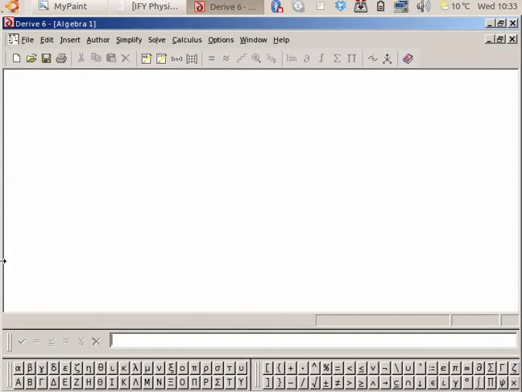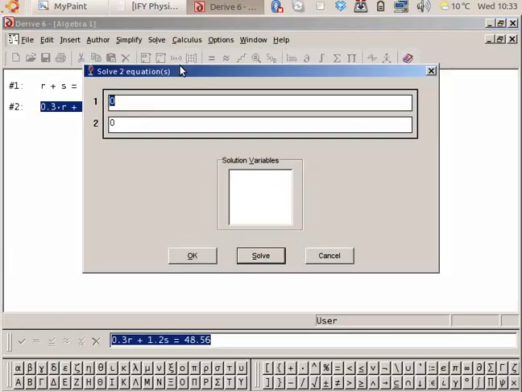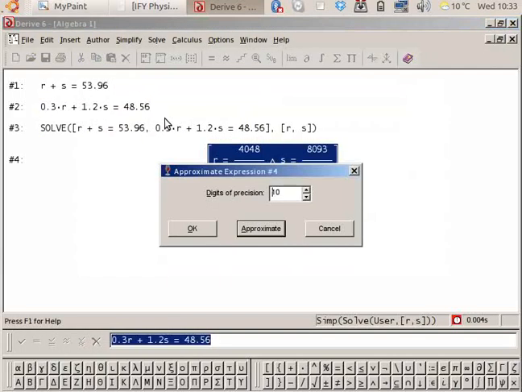So the first one, what is it? R plus S equals 53.96. Next one? 0.3 R plus 1.2 S equals 48.56. For sure? Yes. Alright. Solve system 2 and that one, and solve and simplify, approximate.